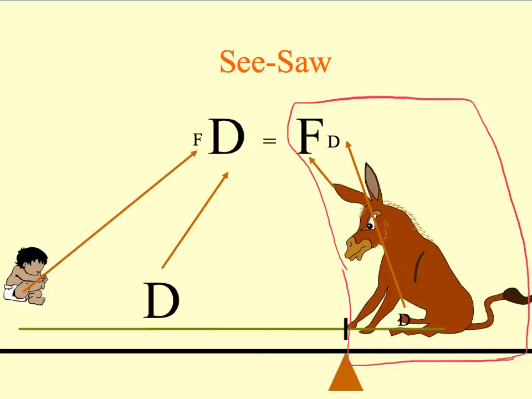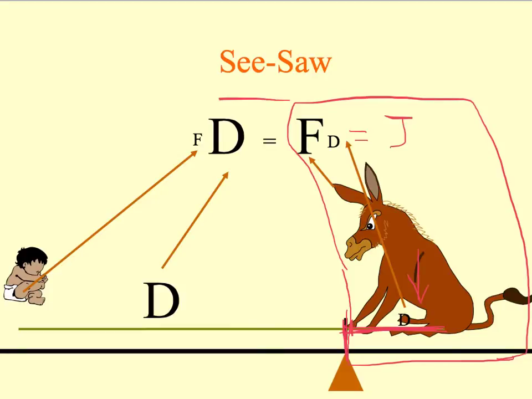The amount of torque that is being placed on this lever arm is equal to the amount of force, the mass of our donkey, multiplied by the length of our lever arm, or the distance between the fulcrum and the end. So, this would give us torque.